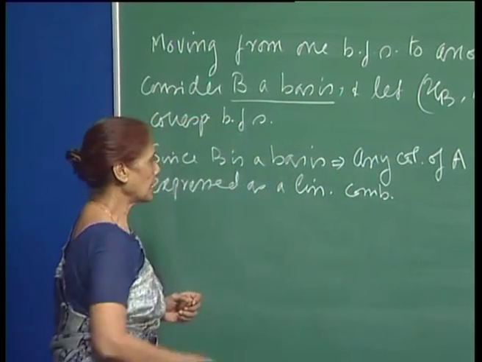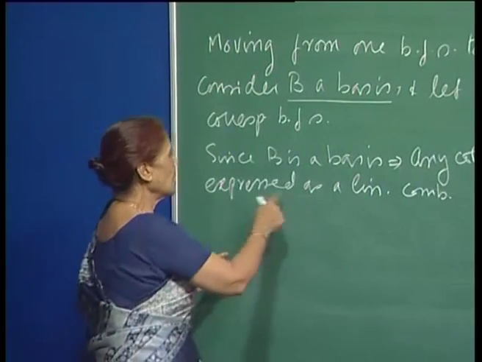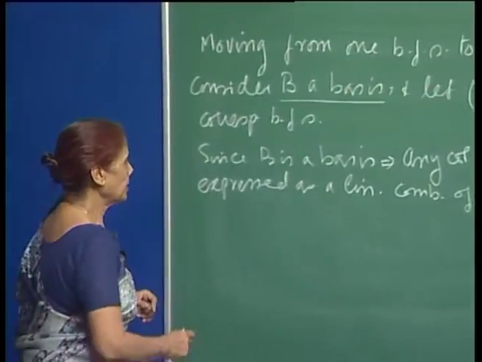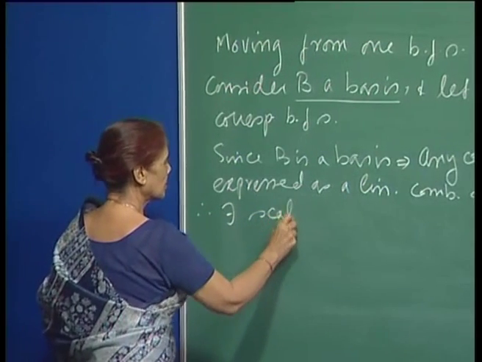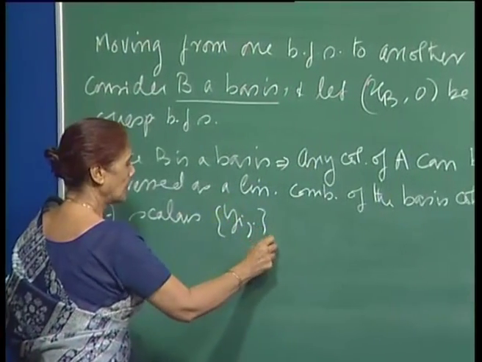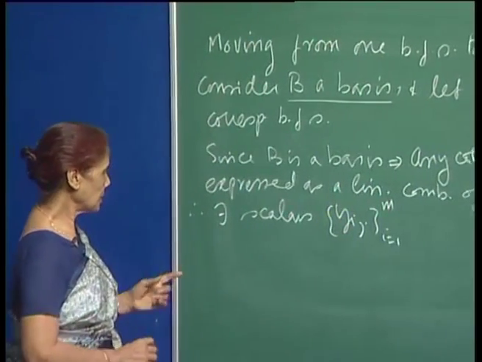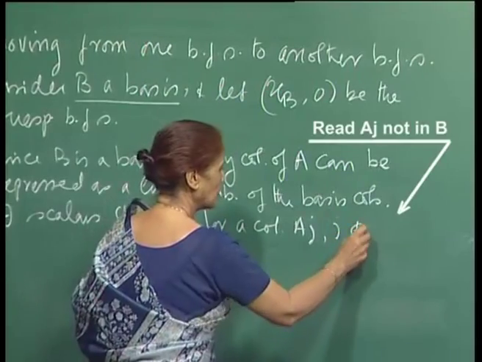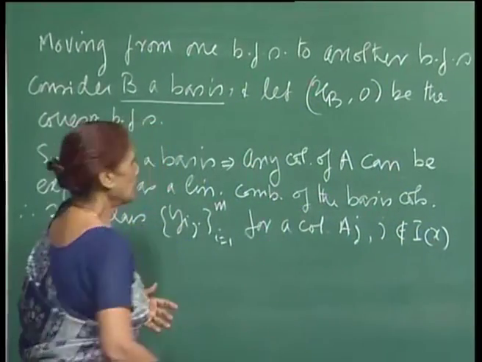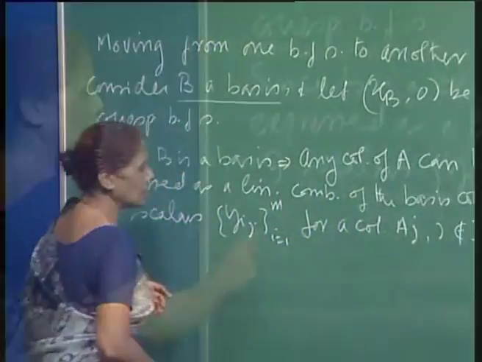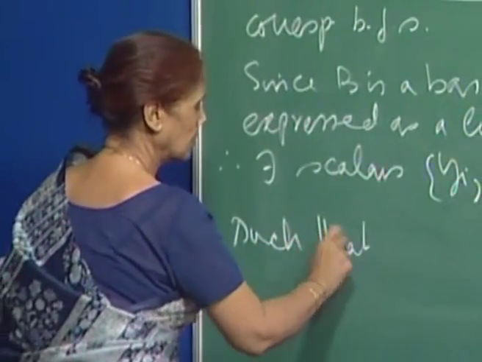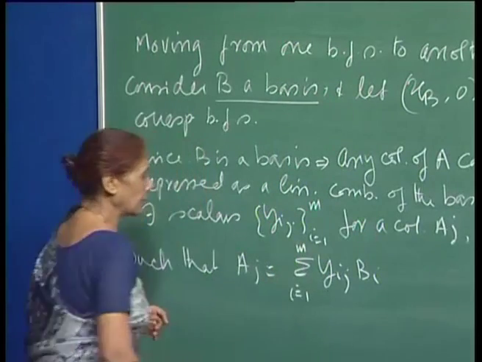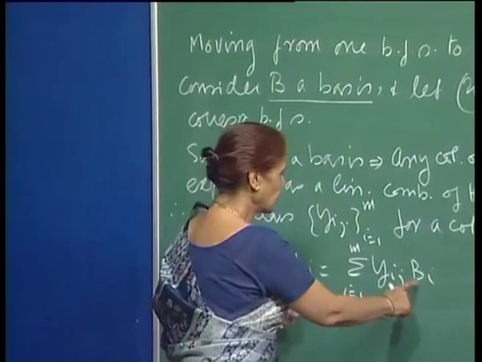Yes, this concept I have used in the earlier lecture also, but it doesn't harm to repeat it again and again. Expressed as a linear combination of the basis columns. So there exist scalars y_ij, i varying from 1 to m. These are specific to the column A_j. There exist scalars y_ij for a column A_j such that j does not belong to I_B, or I could have said that A_j is not a column in B, such that A_j can be written as the summation of y_ij B_i, i varying from 1 to m.